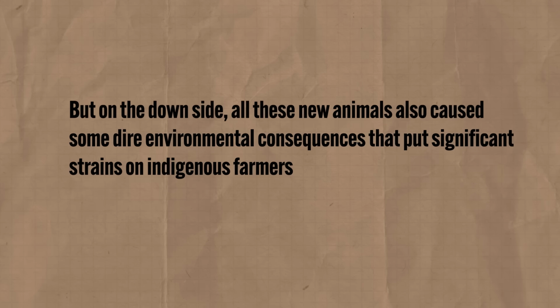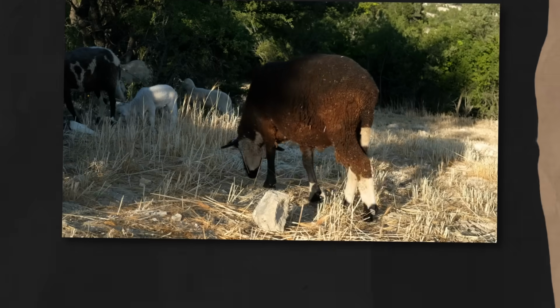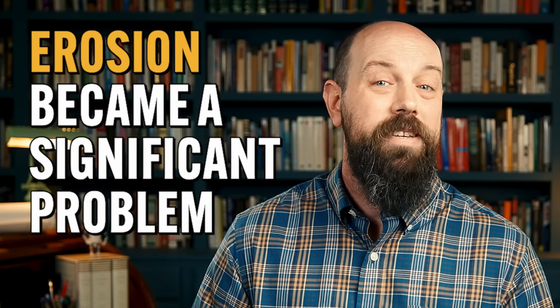But on the downside, all these new animals also caused some dire environmental consequences that put significant strains on indigenous farmers. For example, sheep be eating grass, baby. You cannot stop a sheep from eating grass. And since they eat it so close to the ground, large patches of grass started resembling not so much a verdant green pasture, but more of an agricultural equivalent to my shiny bald head. And that meant erosion became a significant problem.